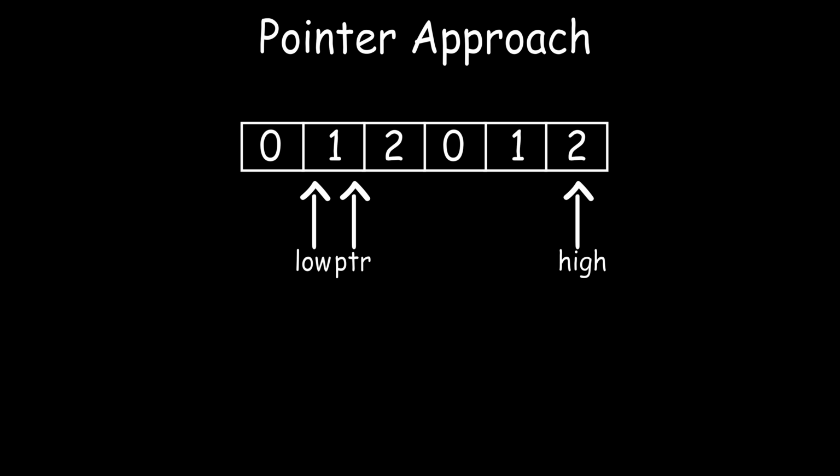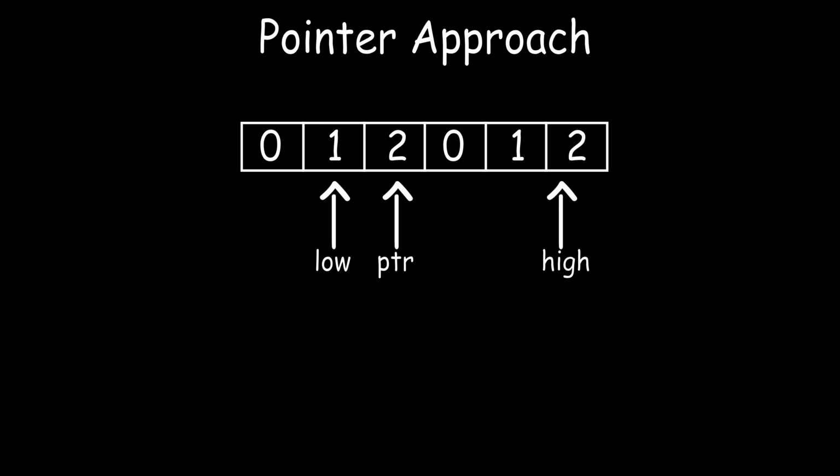Now ARR of pointer is equal to 1. We leave it as it is. Pointer is incremented by 1. The array remains the same. Now ARR of pointer is equal to 2. So swap the pointer element with a high range element. Decrement the high by 1. The swapping took place, but no visible changes because both the numbers were the same.